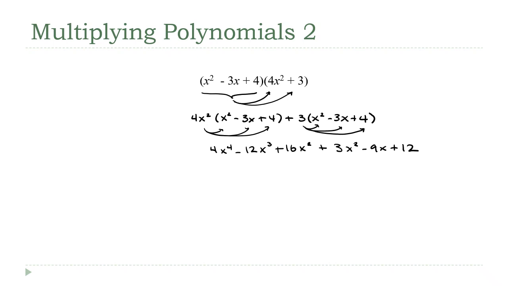And again, we have to look for like terms. I see what I can combine together. So I can put the 4x to the 4th and nothing. That's the only x to the 4th term. So we'll leave that 4x to the 4th. And I believe there's also only one x cubed term. So this will be minus 12x cubed. Now with the x squared, we do have more than one. I've got 16 plus 3, so that'll be plus 19x squared, minus 9x plus 12. There aren't any like terms to combine with those 2. And there's our answer. And that's what that product simplifies to.